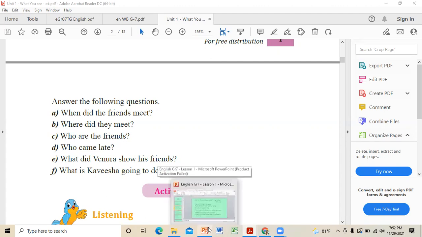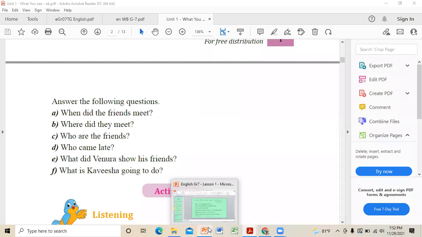So when we have this word when, what do we mean by it? We are asking for the duration. That means at what time, in which date these friends met. So it is always related to a time. If you see the word when, it is always referring to a duration.